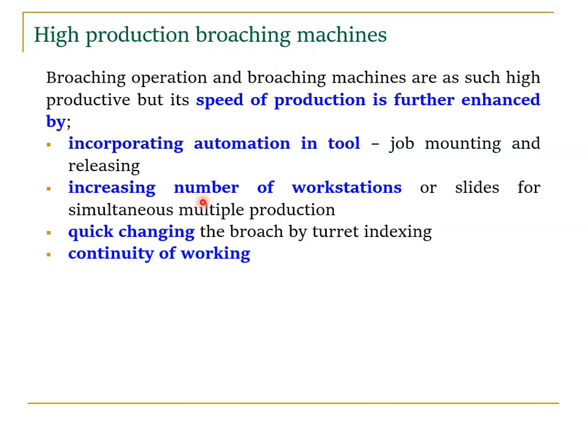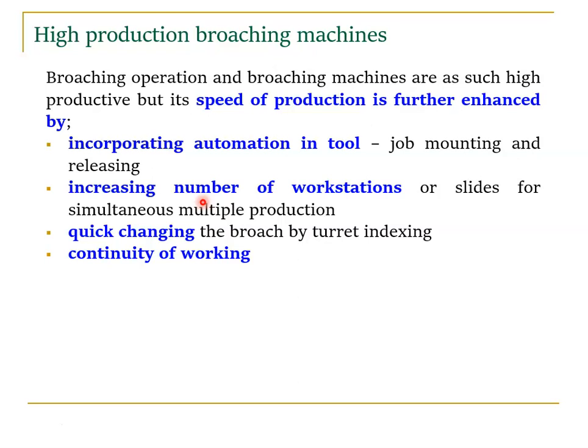Broaching operations and broaching machines are highly productive, but the speed of production can be further enhanced. Generally it is a high speed machine, and the productivity is very high. But if you want to increase the production rate, you need to take some necessary actions. What should be done? First, incorporation of automation. If we automate the tool instead of changing it manually, we can improve our production rate. So, incorporating automation in tool, job mounting and releasing. These are the automation. If you do automation, then we can increase the production rate.